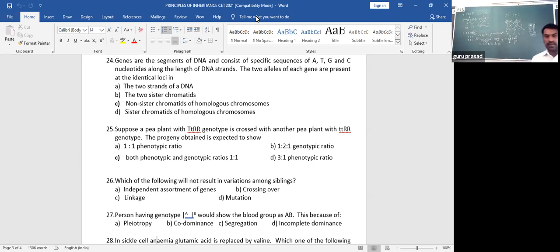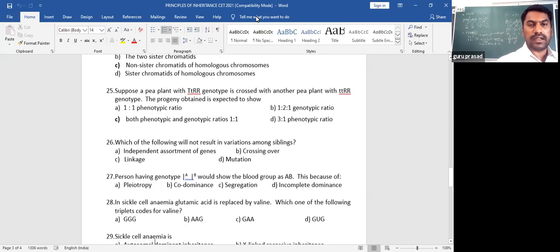So this is the concept. That is what is called gene mapping. Okay. So non-sister chromatids of homologous chromosomes, that's the answer. Sister chromatids of homologous chromosomes, that's not there. Okay, in non-sister chromatids of the two homologous chromosomes, we find two genes for the same character.